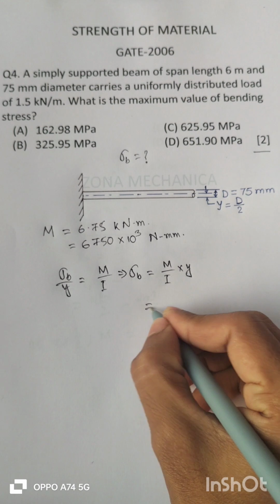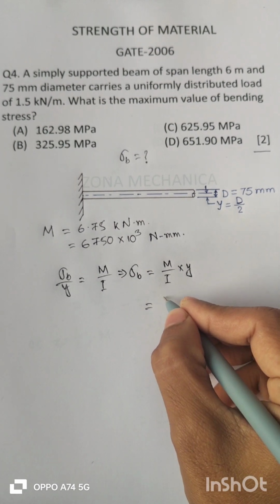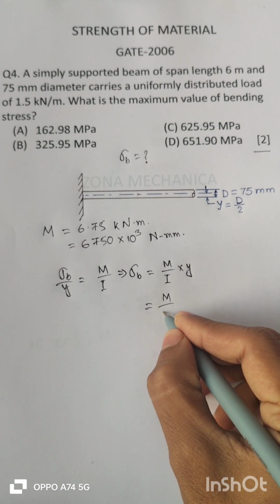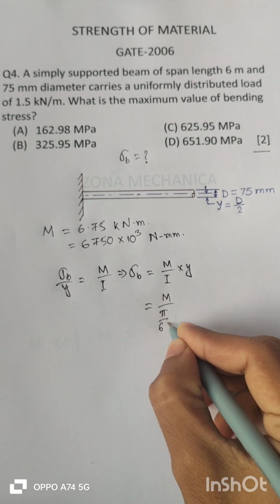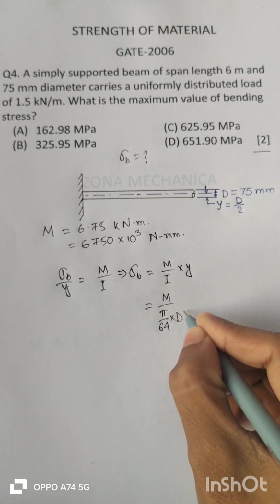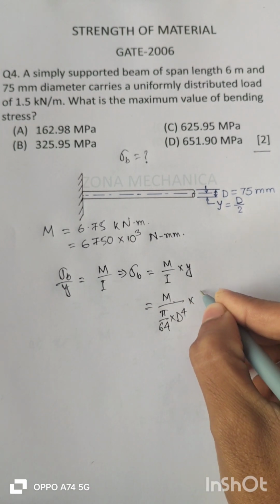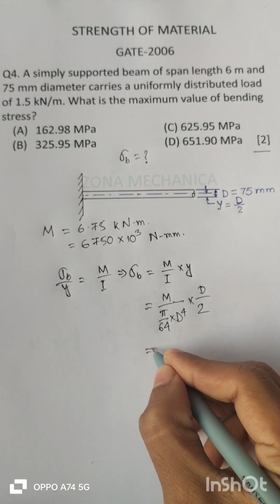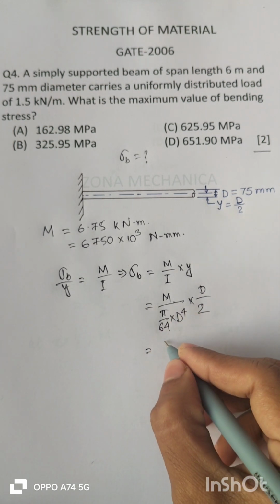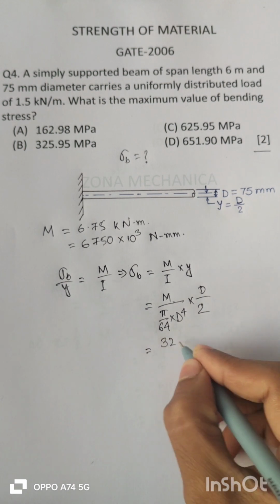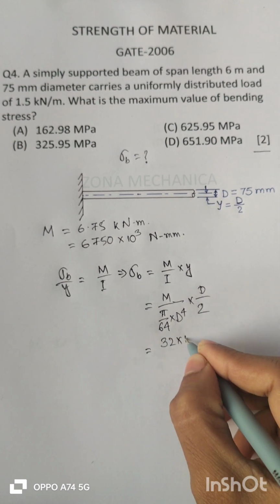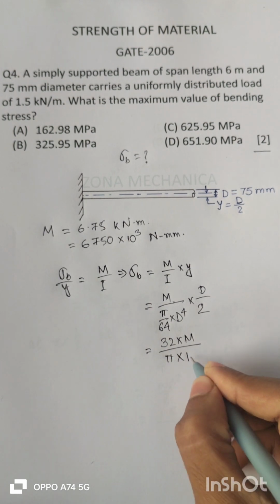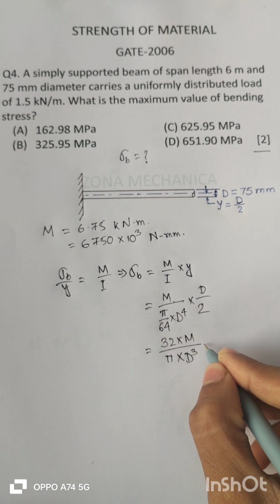So I'm writing here M by I. I is pi by 64 into D to the power 4, and Y is equal to D by 2. Therefore, this is equal to 32 into M by pi into D to the power 3.